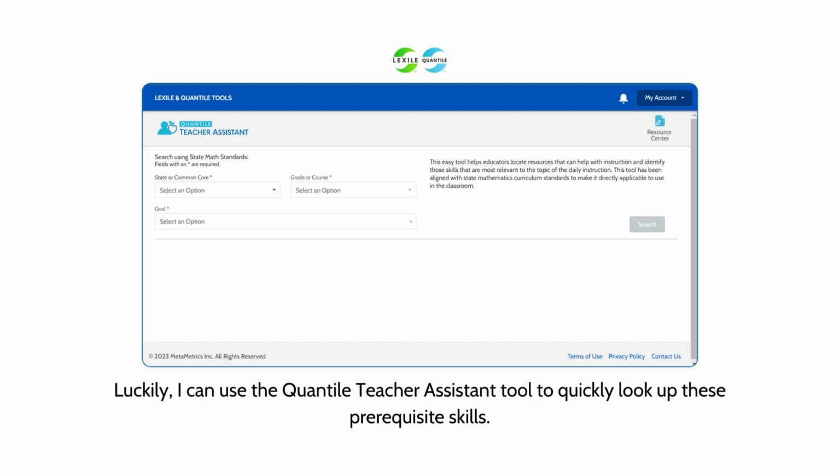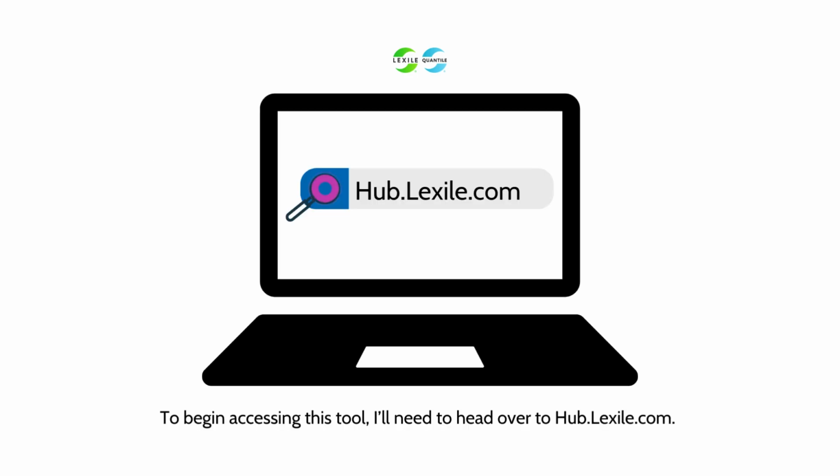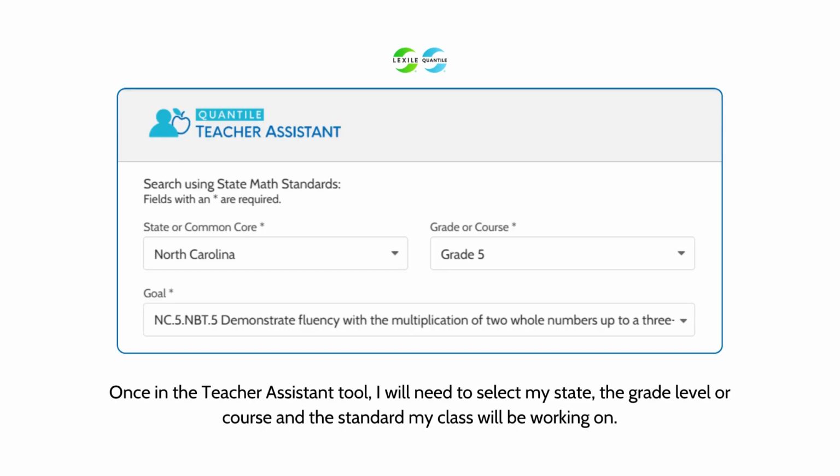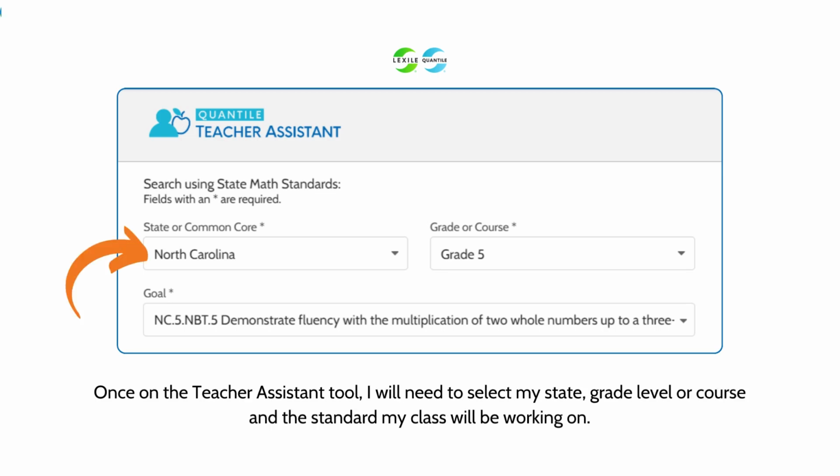Luckily, I can use the Quantile Teacher Assistant tool to quickly look up these prerequisite skills. To begin accessing this tool, I'll need to head over to hub.lexile.com. After signing in, I can locate Teacher Assistant on the home page under Quantile Tools. Once in the Teacher Assistant tool, I will need to select my state, the grade level or course, and the standard my class will be working on.